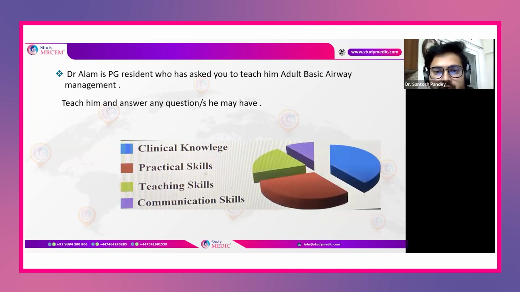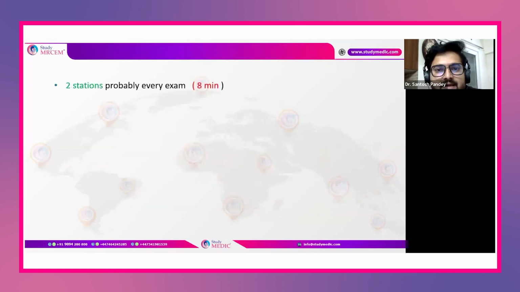In this kind of scenario, you will usually be given a manikin to perform low flow oxygen therapy, high flow oxygen therapy, and invasive and non-invasive ventilation techniques. This was your basic airway management teaching session. Those were the 2 scenarios. As I've told you, in every exam there are usually a minimum of 2 stations on teaching skills. It can be anything, so I'll give you an idea about the various teaching skills you usually get in your OSCE.